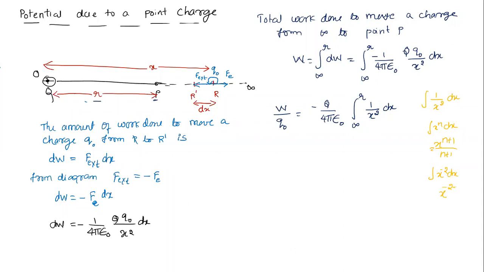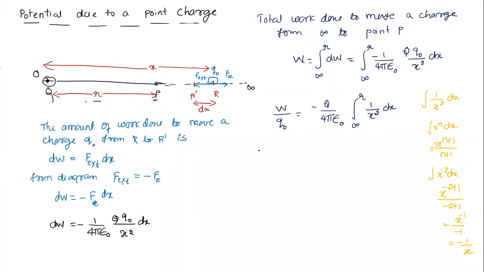x to the power of -2 plus 1 by -2 plus 1. So it will become what now? X power -1 by -1. So I can write -1 by x. Okay, directly I'm going to insert the value here. So it will become what now?